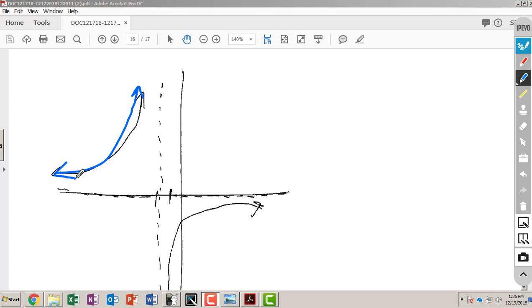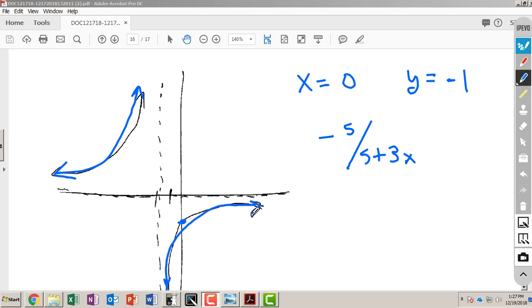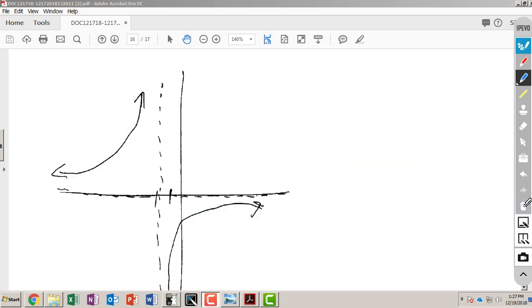On this other side, I'll go ahead and choose a point right here. I'll choose 0 and substitute into that equation, -5 all over 5 plus 3x. If x equals 0, I'm substituting that in. So this is going to be -5 divided by 5. So that is y equals -1. So here is 0, I'm down here at -1, and that's my other part of my graph. So that's how you graph a rational function.